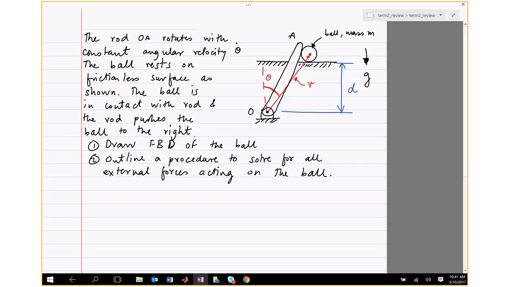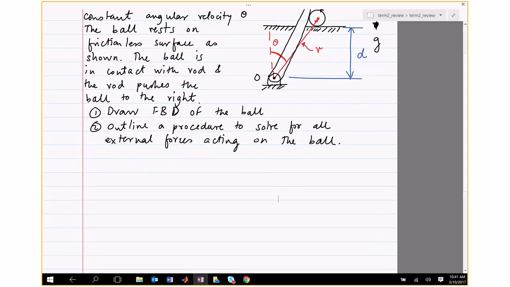Draw the free body diagram of the ball and outline a procedure to solve for all external forces acting on the ball. Okay, so first of all, you know that it's going to be chapter 13 or 17. Now my question to you is, is this a particle problem or a planar rigid body motion problem? Particle. It's a particle problem because I've not given you the inertia. So there are hints in the problem. I've not given you inertia, so it cannot be a rigid body problem. Sometimes there's a hint, sometimes there's no hint. But unless you know that, you will not know which equations to use.